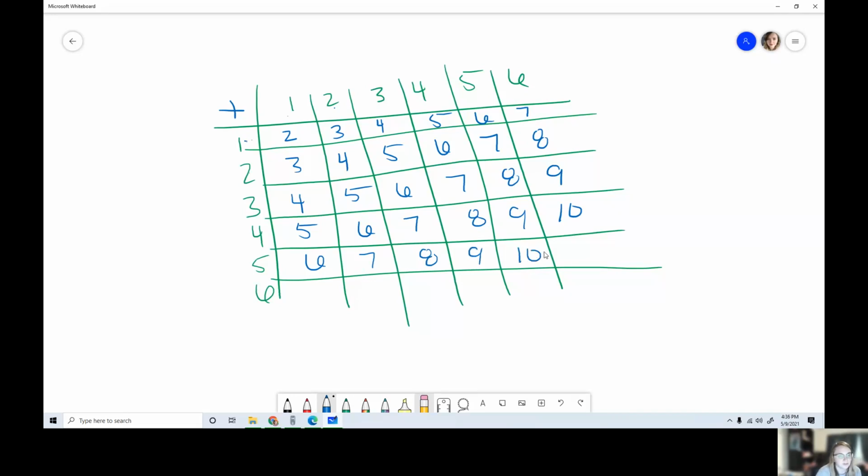Now, if I was rolling 3 dice, this wouldn't be a strategy that would work, because we would have to make a table in 3 dimensions, and we can't really draw that easily. So if I roll 2 6s, I get 12.